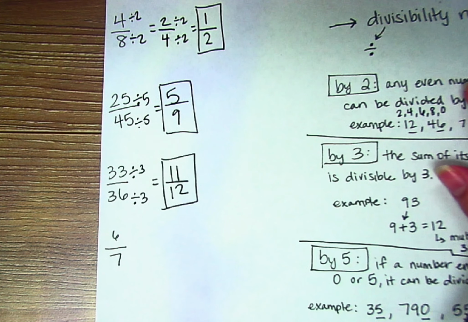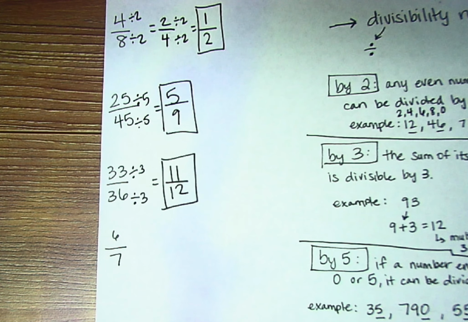And the last one, I can divide the top by 2, but I cannot divide the bottom by 2. Same for 3. So no. So this is already in its simplest form.